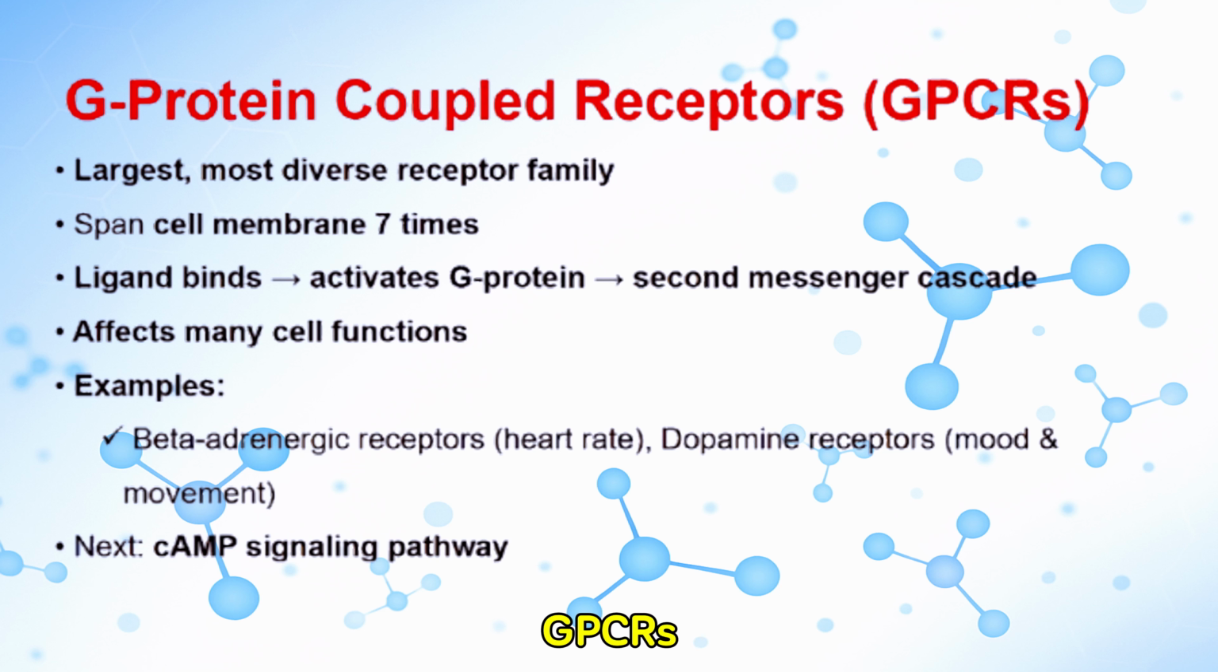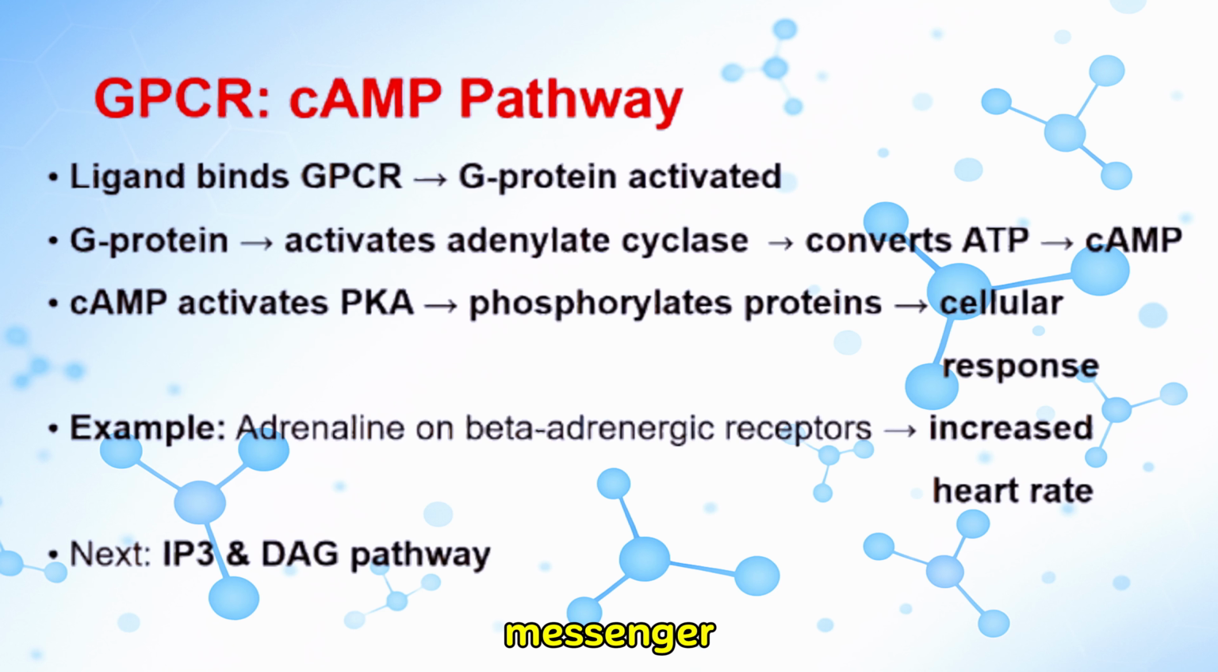Examples of GPCRs include beta-adrenergic receptors, which help regulate heart rate, and dopamine receptors, which play key roles in mood and movement. Next, we'll explore one important signaling pathway triggered by GPCRs, the secondary messenger system involving cyclic AMP, or cAMP. GPCR secondary messenger systems.